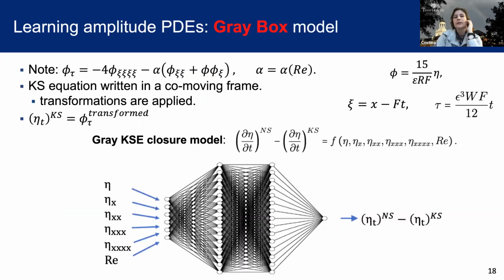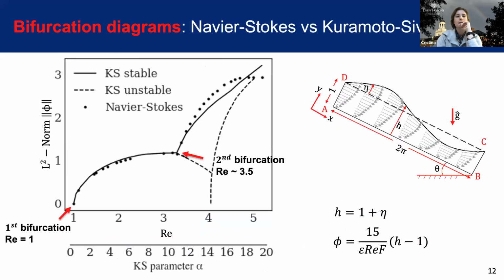Yeah, the training range is the one I show here. Actually we are going a bit beyond the second bifurcation point. It is the range that I'm showing here, more or less.